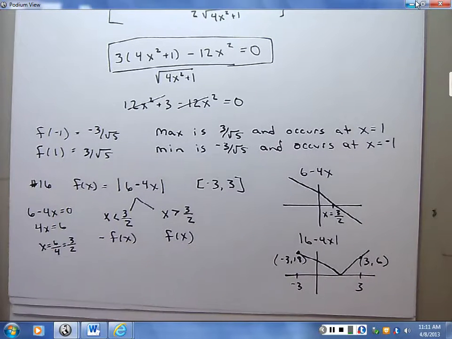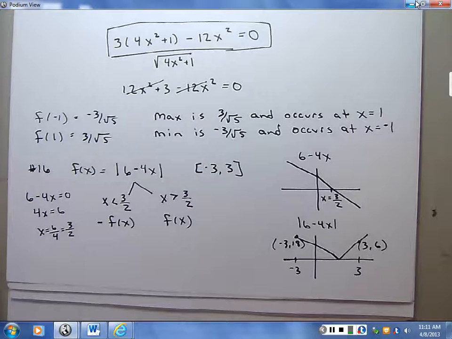A few different ways to look at this here. The slope is constant, a 4, right? The slope on this side would be a negative 4, and the slope on this side would be positive 4. Because the slope of this line is 4, and the absolute value of that is 4.